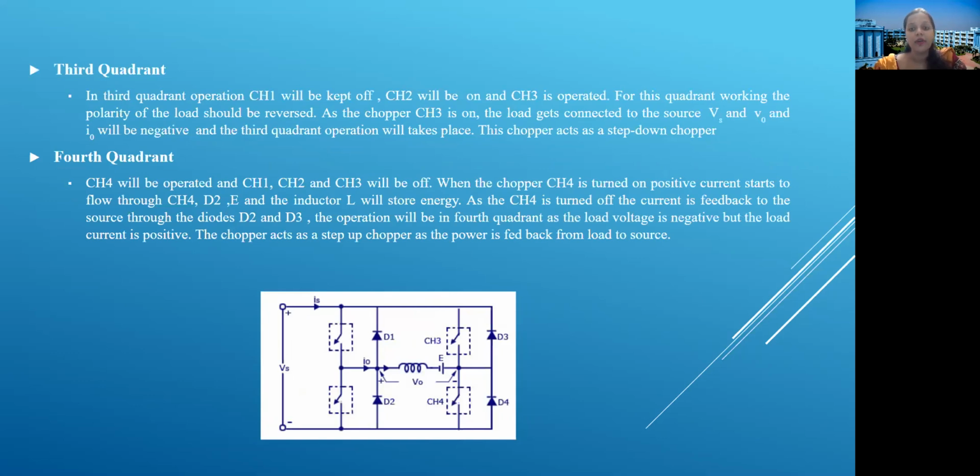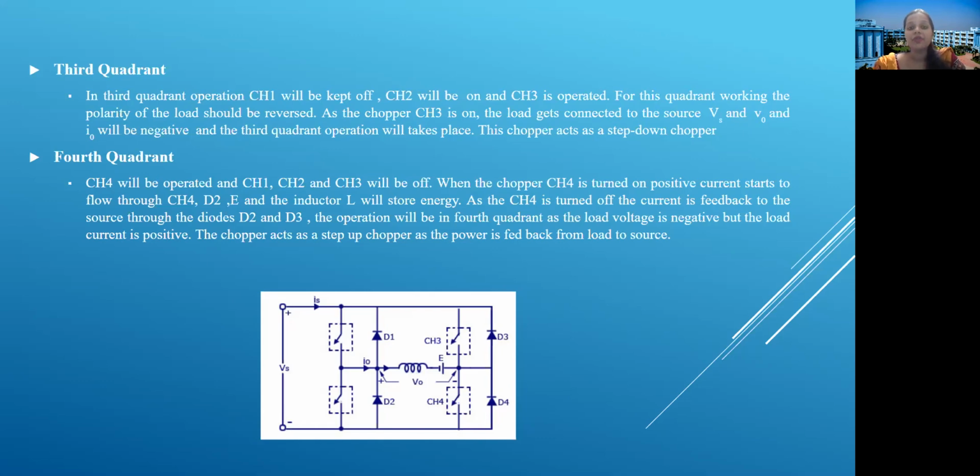Third and fourth quadrant. Before we go for the third and fourth quadrant, the first condition is we must change the polarity of load EMF. So the polarity of E gets changed from the first and second quadrant operation. In third quadrant operation, it's similar to the first quadrant. So chopper 1 will be kept off, chopper 2 will be on, and chopper 3 is operated. For this quadrant working, the polarity of the load should be reversed.